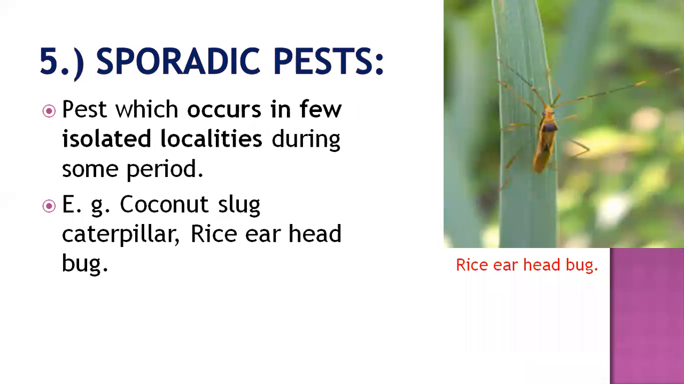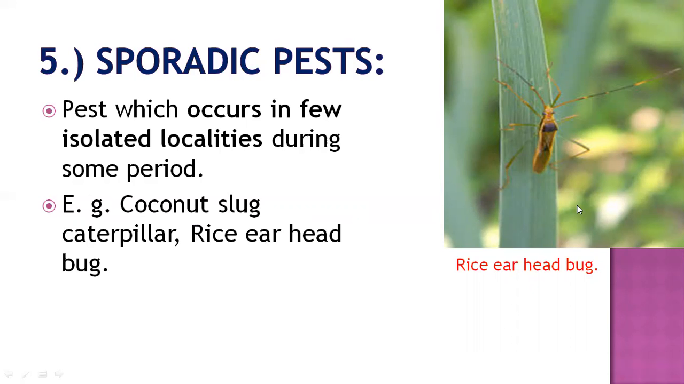Now, the fifth one is the sporadic pest. Sporadic means what? Those pests that occur in a few isolated localities, during some period or season, or under some climatic condition, this type of insect occurs in the field. Examples here are the coconut sludge caterpillar, and second, the rice earhead bug.